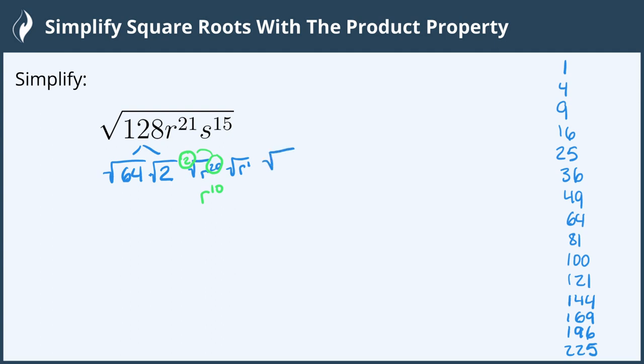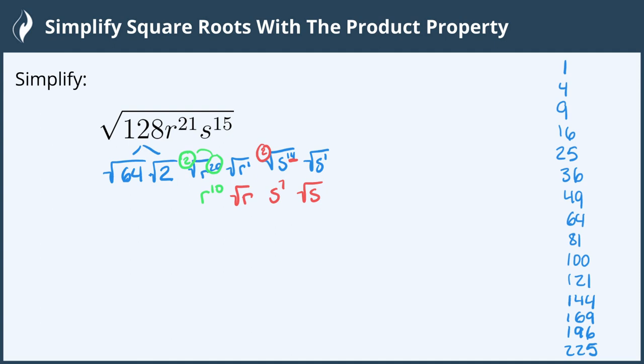Same with the s. We need to divide it, so we have s to the 14th, and then s to the 1st, because 15 is 14 plus 1, and the 14 is even, so it's divisible by 2. I need them in pairs, so 14 divided by 2 gives me s to the 7th. Now the r to the 1st power and the s to the 1st power do not have a pair, so they're going to have to stay under the radical.